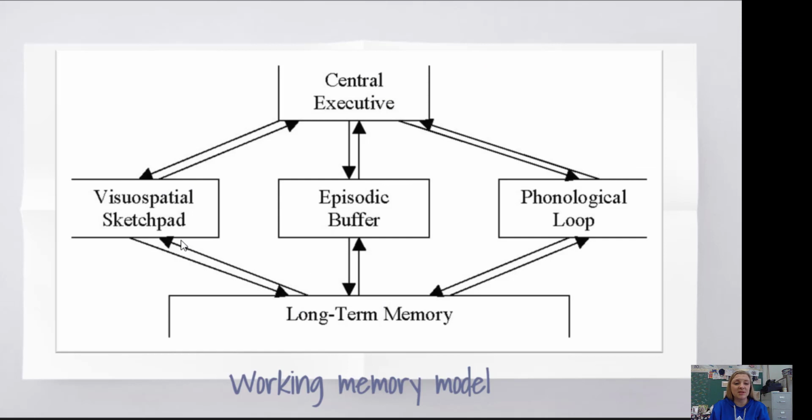This is a visual representation of what that working memory model looks like. So our central executive, visuospatial sketchpad, episodic buffer, and phonological loop are all part of our working memory. And our working memory is kind of that in between of our sensory memory and our long-term memory. And it's the things that are happening in our conscious awareness. So the things we are doing in the moment.